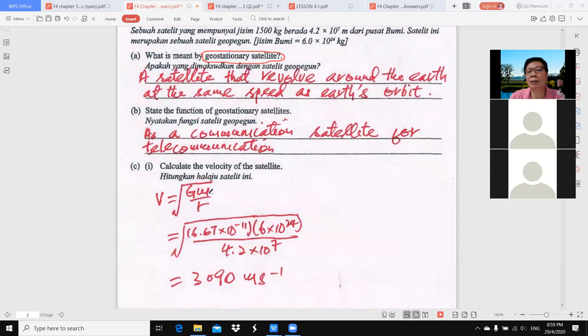So the formula is square root of GM over r. G is a constant value, very important, you remember. M is the mass of the Earth, and r is the distance of the satellite from the Earth. Then use a calculator. The calculation involves very big numbers, so you have to be very careful. Then you get this value. So this satellite's speed is only 3,090 meters per second. By moving with this speed, the satellite will stay in a constant position. This is orbital velocity.